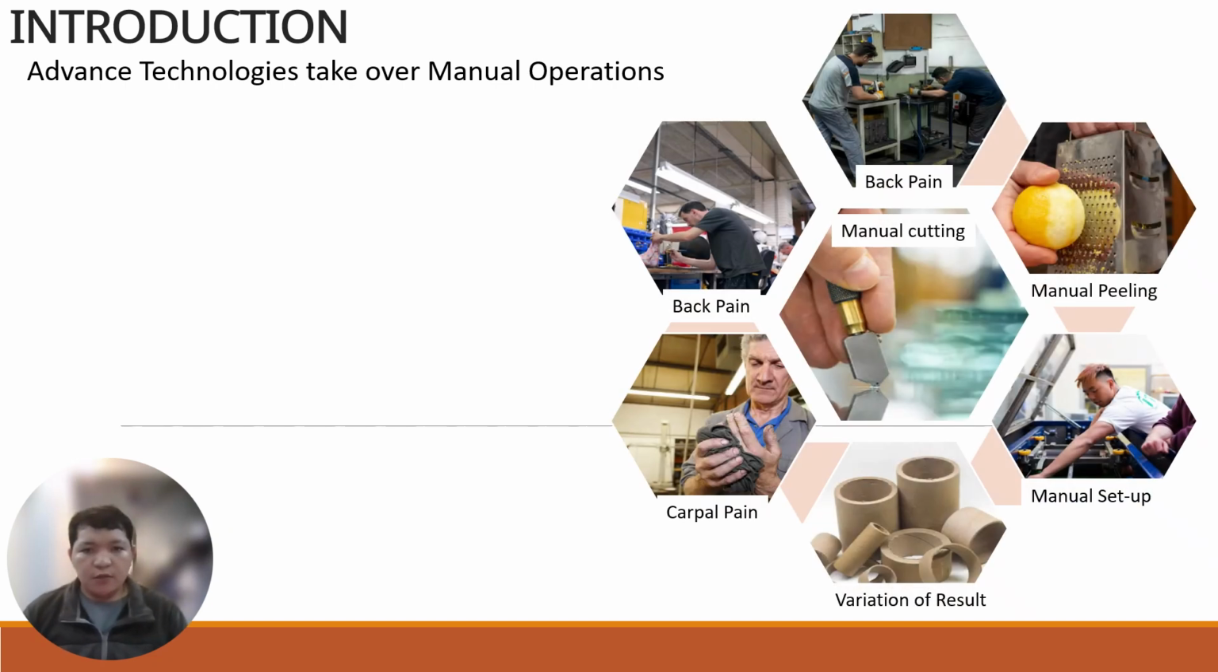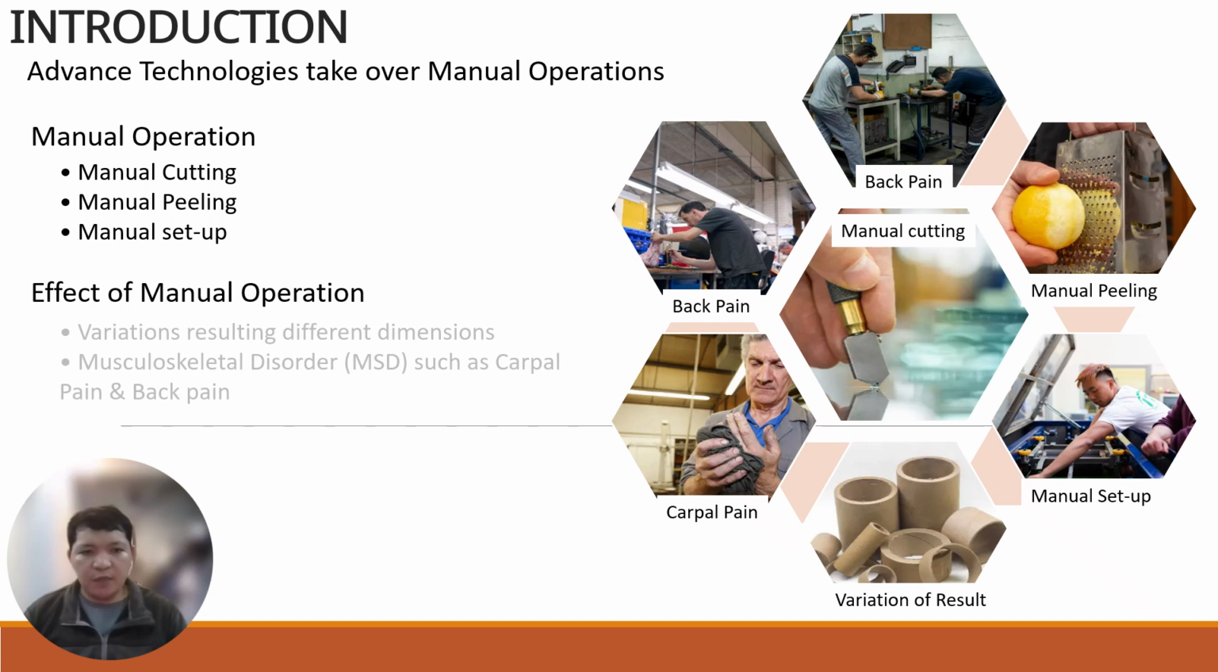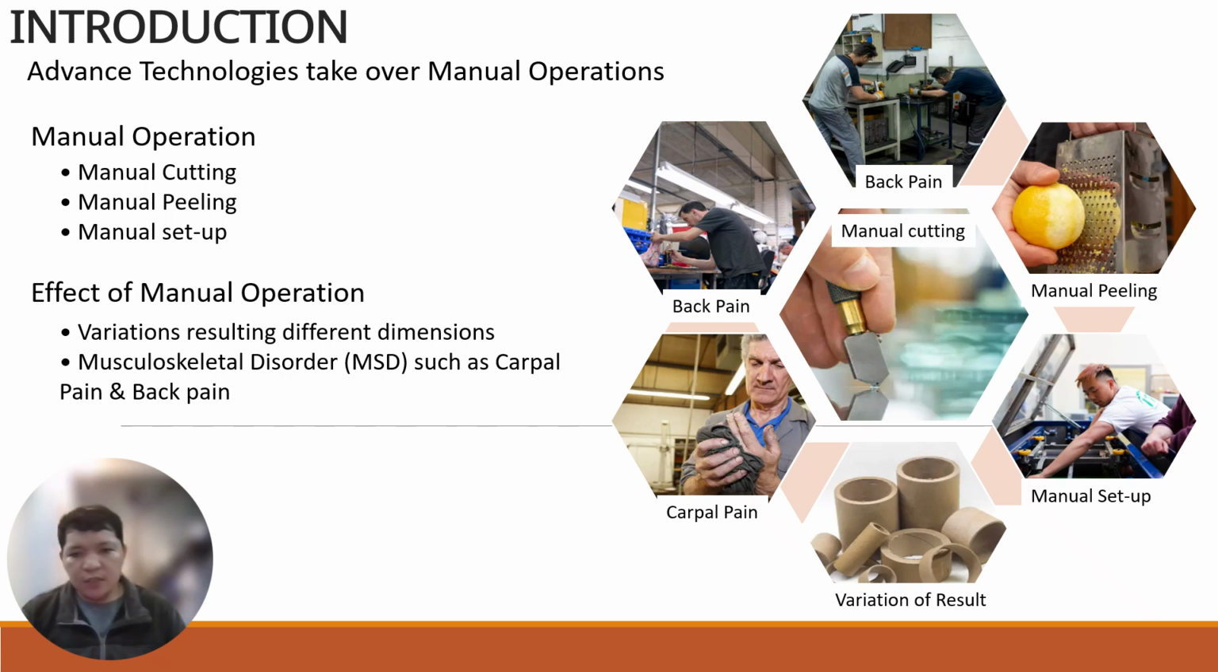Right? So here we have the presentation of the manual operation showing the manual cutting, the manual feeding, and the manual setup of the machines, which is resulting for the effect of these manual operations. Sometimes the variations result in different dimensions. So as you can see on the lower part of our pictures, we have these tubes with different measurements in effect of the manual operation.